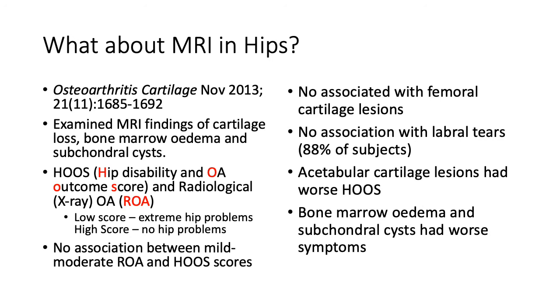In hips, we get similar findings. We use different classification systems in the hip. We can see that disease severity and pain does actually correlate quite closely with the amount of bony edema seen and also the amount of subchondral cyst formation.